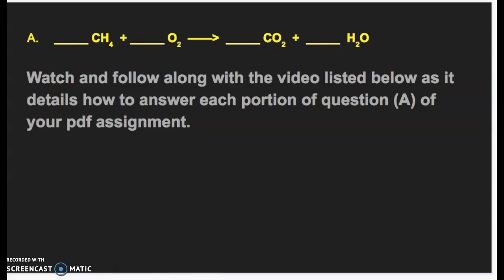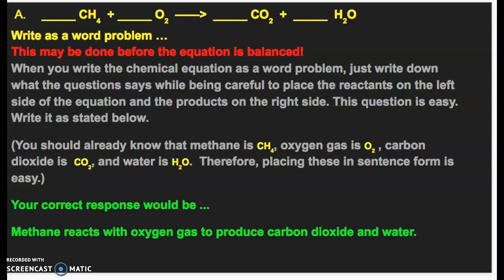Hello class, this is for question, or letter A. It says you have the formula there, so go to letter A rather. I'm going to go ahead and go through these. You have several things you have to do. They're not going to be in order, so make sure you recognize that.